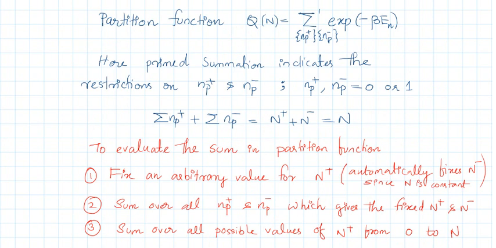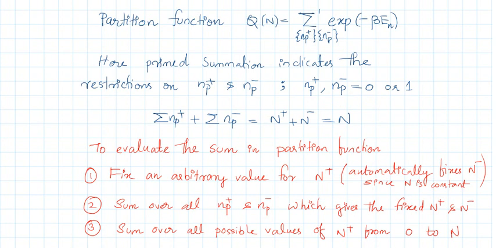Now we will define the partition function. The partition function is the sum over all states of exponential minus beta into total energy. And here, what is the meaning of this primed summation? Though we mentioned the sum over all states, there are some restrictions for Np plus and Np minus. We are considering a system consisting of Fermi particles. For Fermi particles, the number of particles in a particular level should be either 0 or 1. So this Np plus or Np minus should be either 0 or 1.